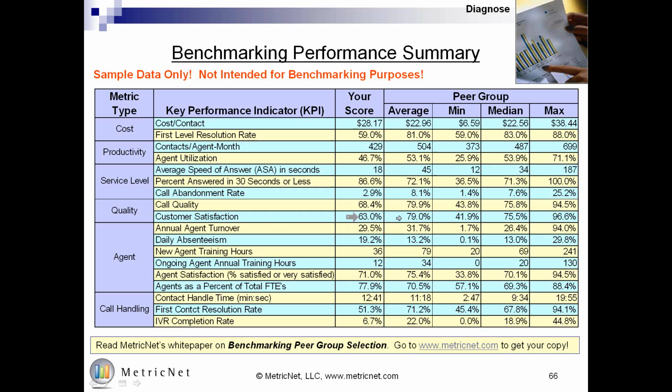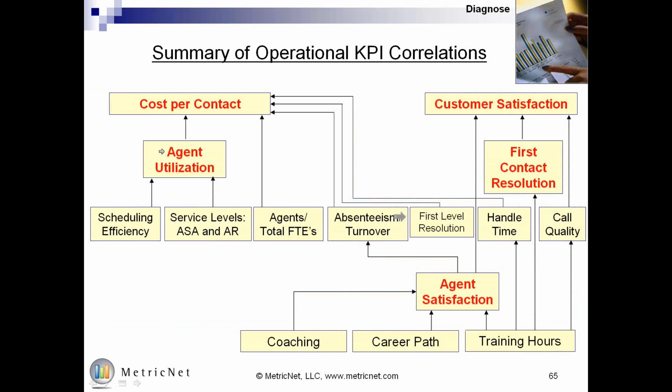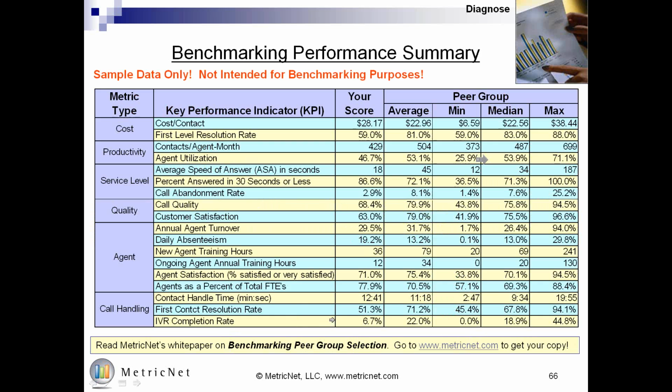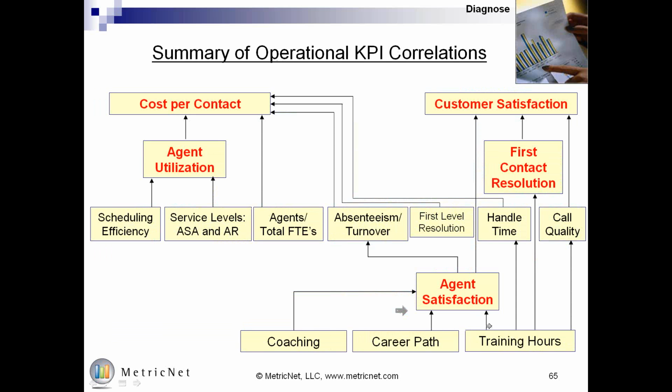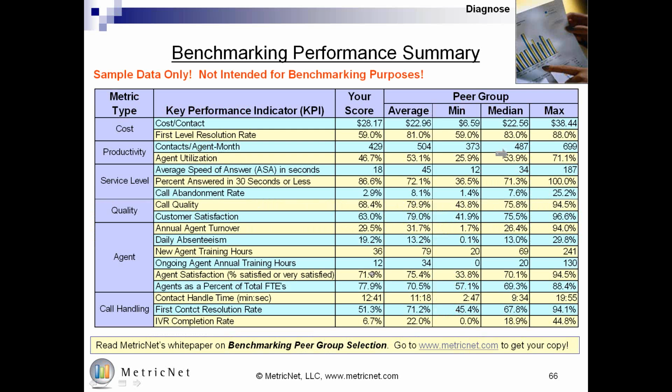Now let's look at customer satisfaction. At 63%, it's significantly below the benchmarking peer group of 79%. Remember, the big driver of customer satisfaction is first contact resolution rate. So if we look at FCR, we see it's only 51.3%. The peer group's at 71.2%. We also know from our cause-effect diagram that training hours can have a significant impact on first contact resolution rate.